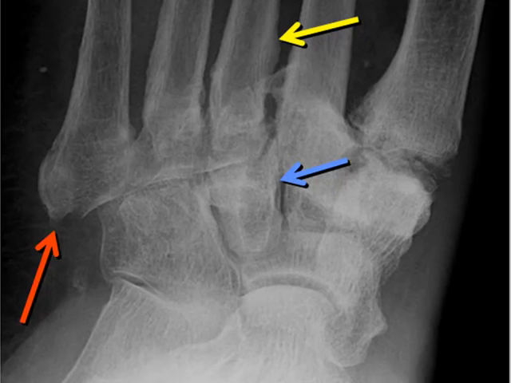There is increased sclerosis surrounding the tarsometatarsal joints. There is lateral displacement of the shaft of the third metatarsal, shown by the yellow arrow, with reference to the third cuneiform, shown by the blue arrow. And there is also increased distance between the lateralmost portion of the fifth metatarsal, shown by the red arrow, and the adjacent cuboid, more than 3 millimeters.